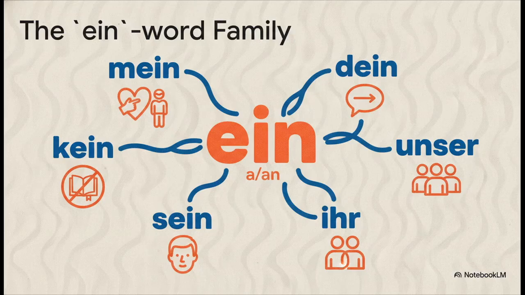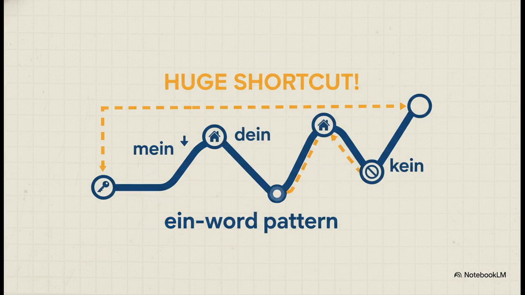And here it is. This is the other huge connection. All your possessive words, mein, dein, sein, all of them, they're part of the ein family. This is fantastic news. I mean, it simplifies so much. This is just a massive shortcut. What it means is, once you know the pattern for ein, you also automatically know it for mein and sein, and, this is the big one, for kein. You've basically just learned how to use a whole bunch of words just by learning one single pattern.